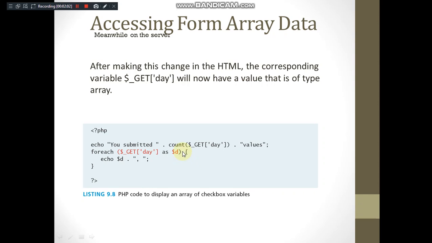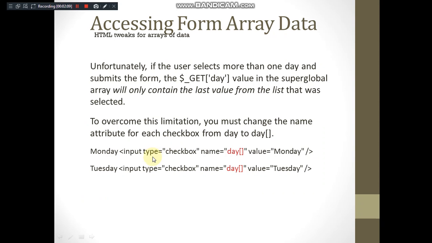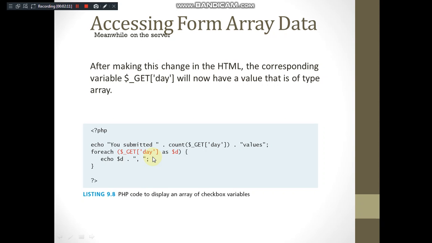You submitted count, that is the length of the array. It will show you how many values you have chosen, and it goes through every element of the array by making use of a foreach loop. When you are accessing an individual element of the array, you should use $_GET with index day, and you have taken an iterating variable $d and used echo $d inside the foreach loop. In each iteration it will display one element of the array.